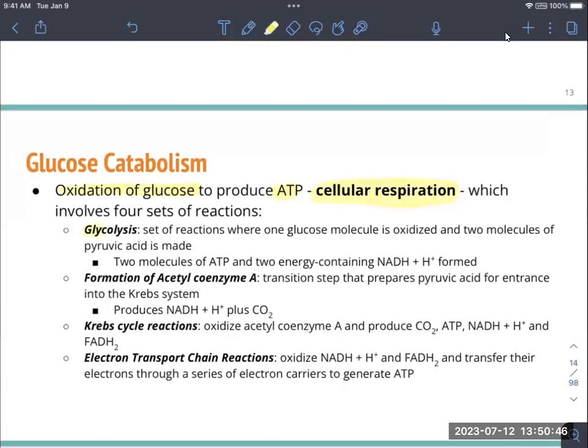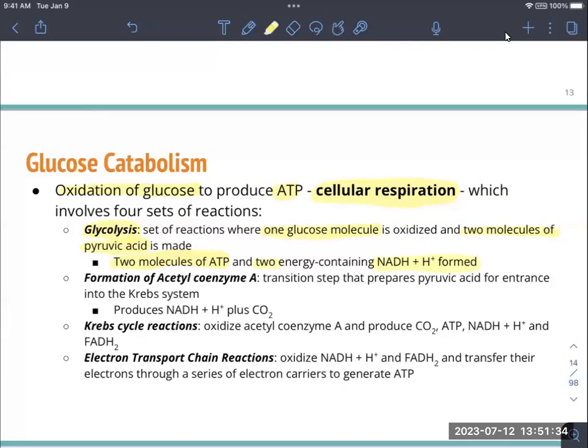We start with glycolysis, and this is a several-step process where we take one glucose molecule and we break it down and get 2 molecules of pyruvic acid as our final products. We also get 2 molecules of ATP. We don't get very much from glycolysis. It does not require oxygen. So this can be the first step in aerobic respiration, or it is the only step in anaerobic respiration. We also get 2 NADH plus H out of glycolysis.